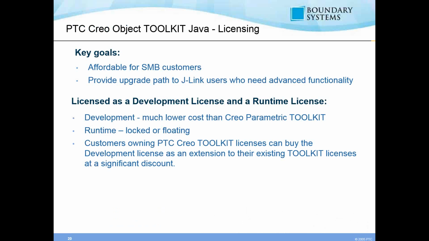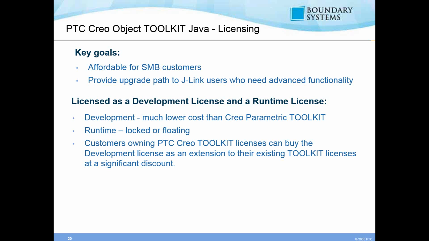The licensing. I mentioned that Object Toolkit Java is a licensed product. A couple of the goals in terms of how to structure that licensing were to keep this affordable for small and medium-sized businesses, and also to provide an upgrade path to JLink users who needed more advanced functionality. One of the ways they did this was to license it as both a development license and a runtime license.